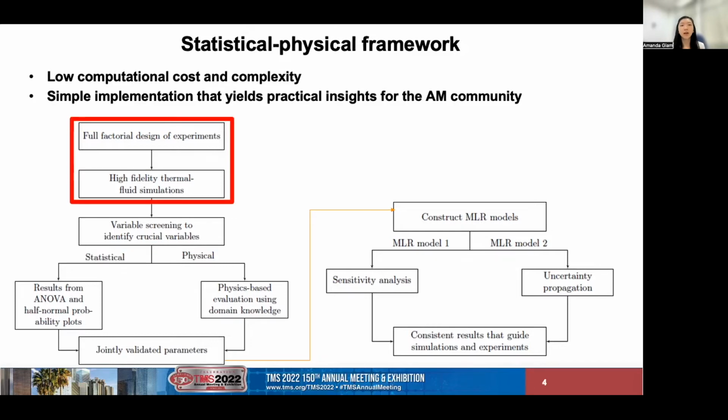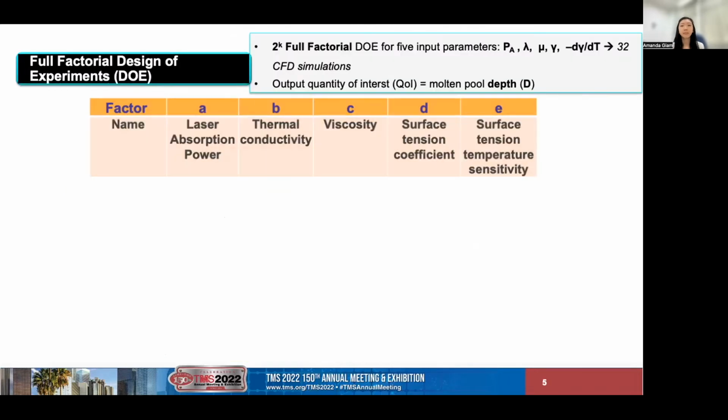So first, I will start off with talking about the full factorial design of experiments as well as the thermal fluid simulations that we have conducted in order to generate our data set. In our design, we have considered 5 material factors that are chosen because there have been limited studies on these highly sensitive material parameters in the literature, while the majority of the studies have focused on process parameters instead, like laser power and scan speed. So in our study, we would like to investigate how these material parameters may also affect our output.